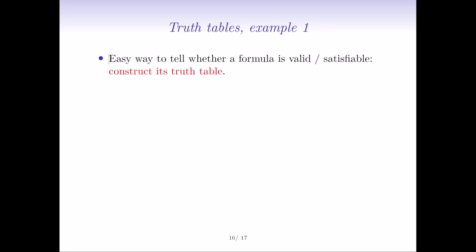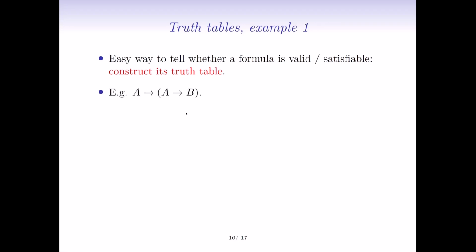That's not really viable when you have a lot of different propositional variables, because if you have n propositional variables, then the truth table will end up having 2 to the power of n lines. It's not a very efficient way of doing things because the truth table becomes quite big quite quickly. But for small formulas, it's no problem at all.